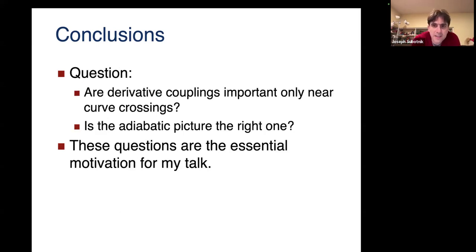The questions that I'll be asking in my talk are these: are derivative couplings important only near curve crossings? And I'll argue that no, this has been missing. And is the adiabatic picture the right one to begin with? And I'll argue that no. And that will be what goes on in my talk. And these questions are the essential motivation for going forward.